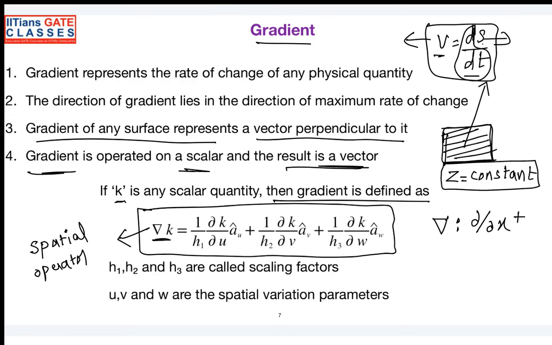So I am combinedly writing here del k equal to, as simple as this. You can take the example of the rectangular. In that case, u, v and w represent x, y, z itself, because that is the spatial variation in a rectangular. So that will be straight away dou k by dou x, ax cap, plus dou k by dou y, ay cap, plus dou k by dou z, az cap. Now, there are scaling factors here, h1, h2, h3. Can you please tell me what the scaling factors are?